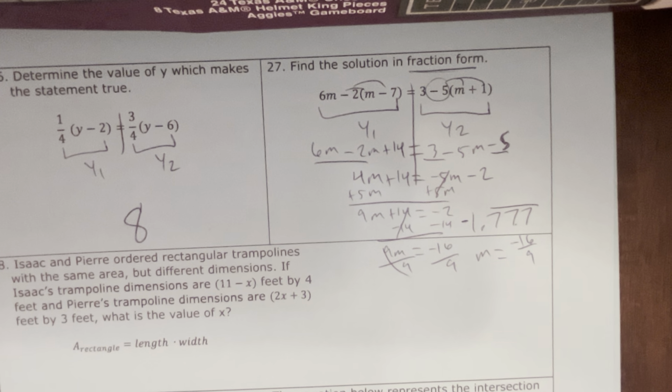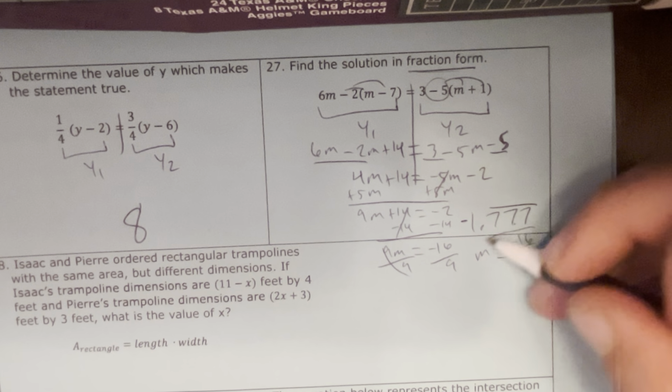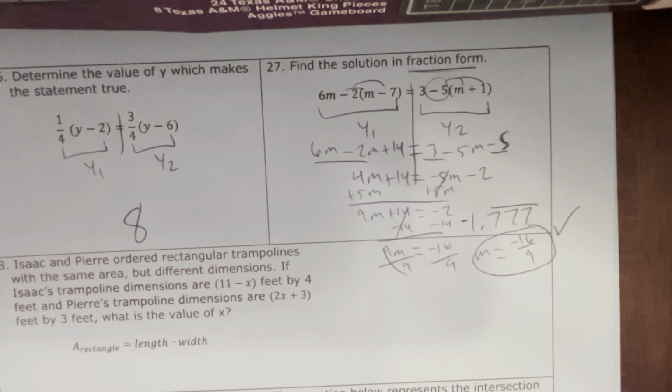And I'm going to go into my Desmos real quick and just check that. But if I put a -16 divided by 9, it is -1.77 repeating. And so that is the correct answer.